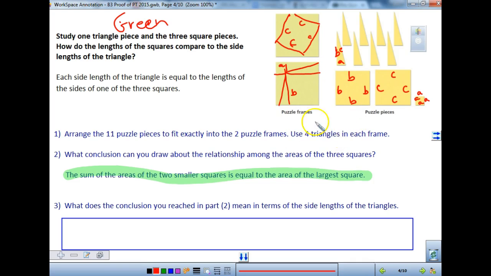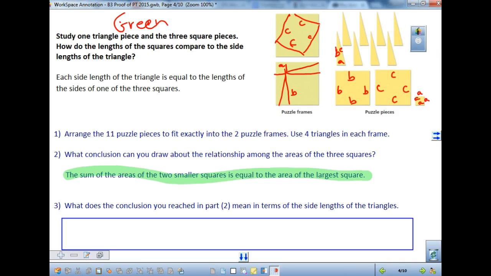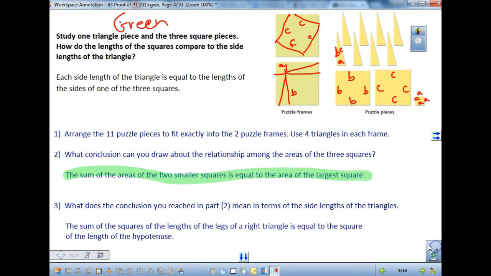If you need to pause it and make sure everyone gets theirs to look like this, do so, because this is really important so that you see where these squares are coming from. Now, the question says, what conclusion can be reached in part 2, and what does it mean in terms of side lengths? This is what I want you to write down. In terms of side lengths, the sum of the squares of the lengths of the legs of the right triangle is equal to the length of the hypotenuse squared.